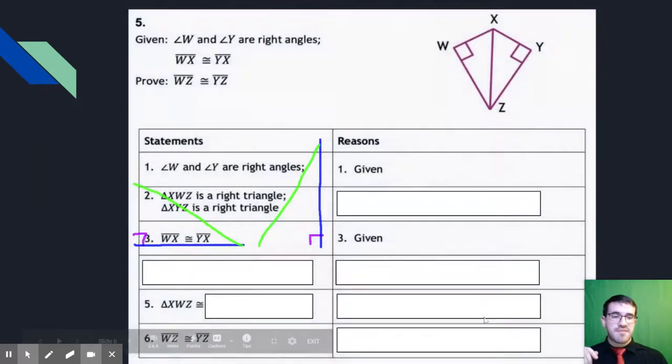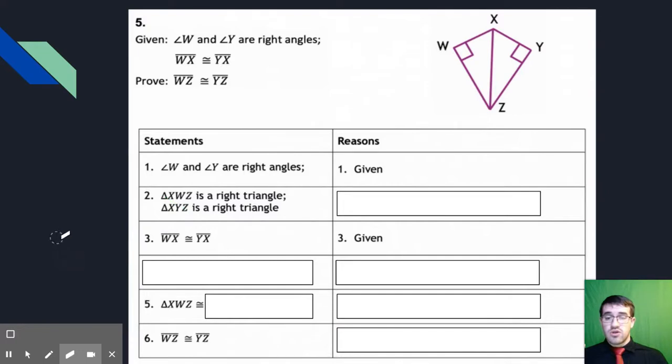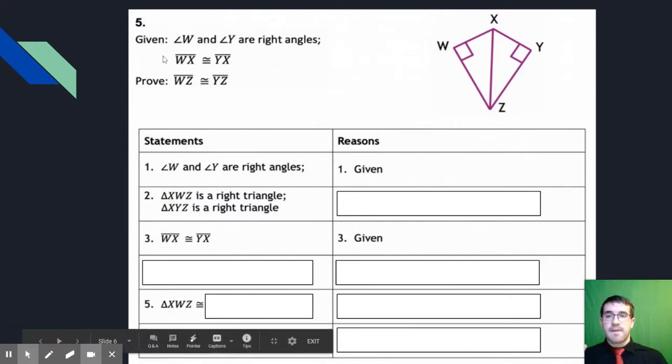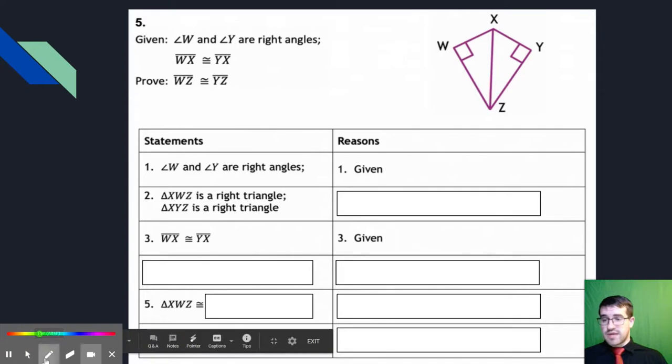So problem number 5, everyone's favorite, proofs. Should probably erase my markings from before. So we are given that angle W and angle Y are right angles, and that WX is congruent to YZ.